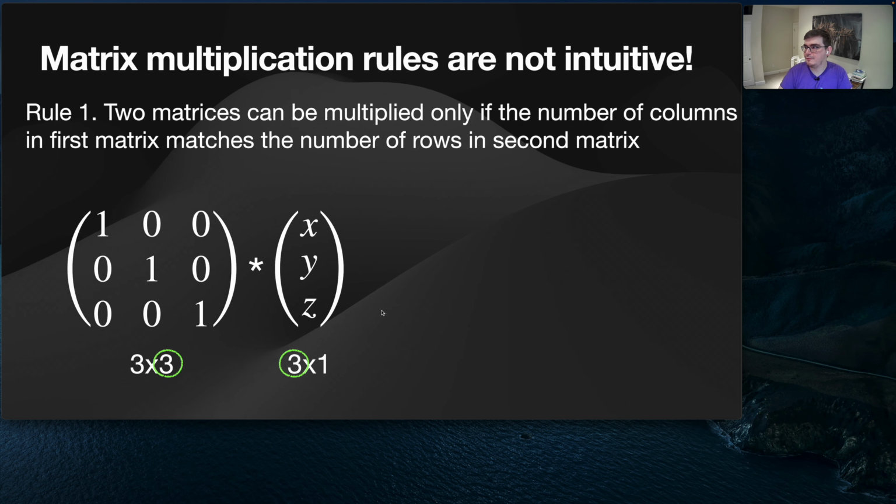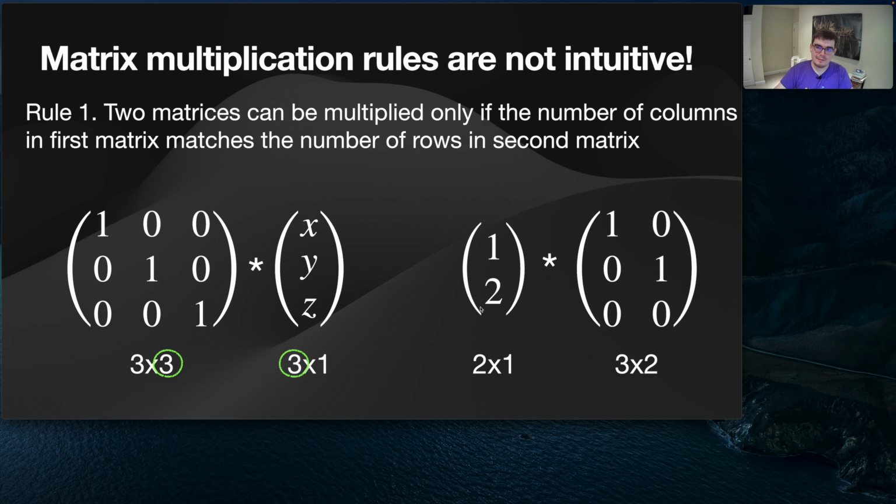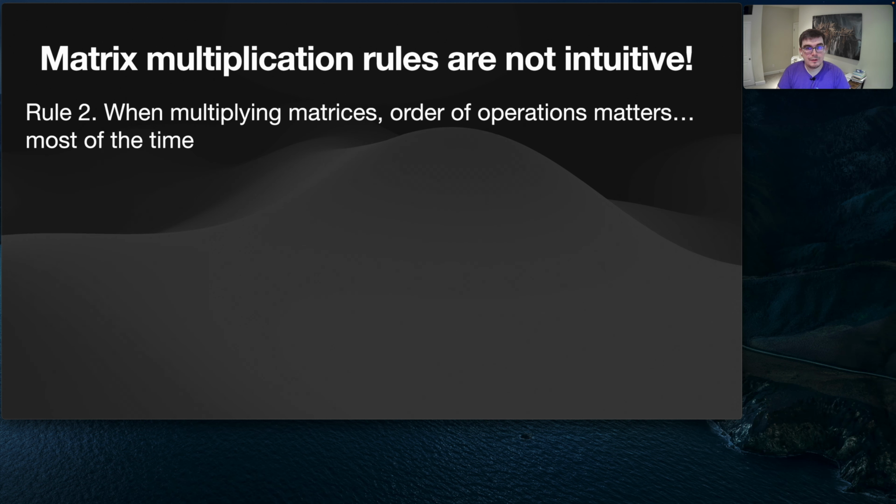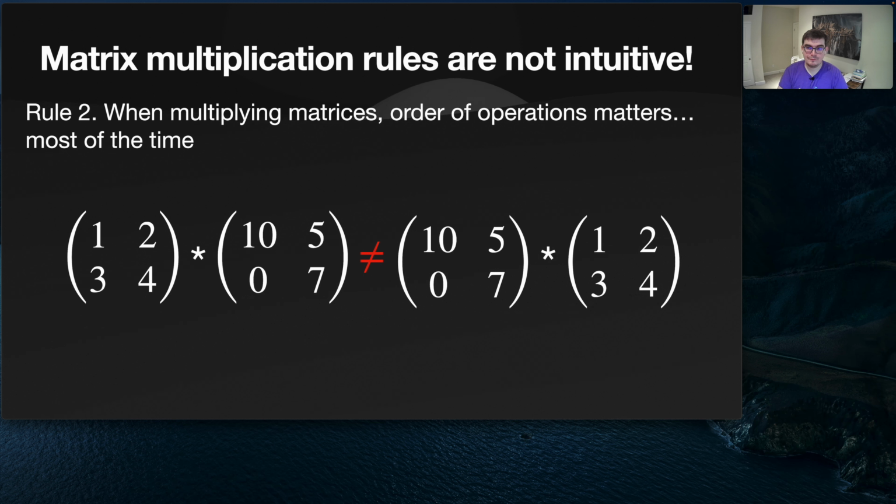And for example, if we wanted to multiply something like this, then it's not even mathematically possible to multiply those two matrices simply because the first matrix has only 1 column and the second matrix has 3 rows, and so those numbers are not equal, and therefore the multiplication of those matrices is not even possible. So the second rule is that when multiplying matrices, order of operations matters most of the time. You can't swap the left and right operands in multiplication and expect the same result.